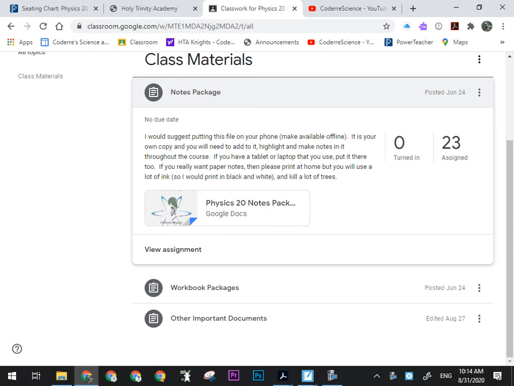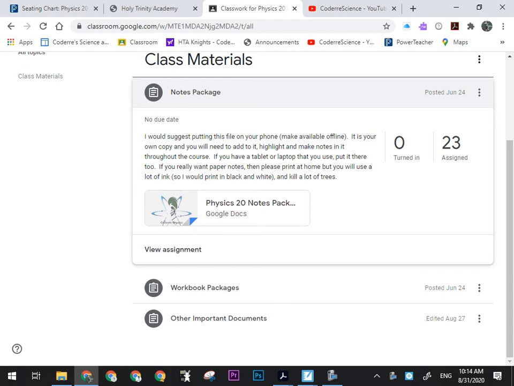That means that throughout the course of the semester, you might want to add stuff to it. It's entirely up to you, whichever way is most comfortable for you. If you want to print it out at home and then bring the paper in and write on the paper, I'm fine with that. If you want to have it on a tablet or a laptop or just on your phone, that's fine as well.